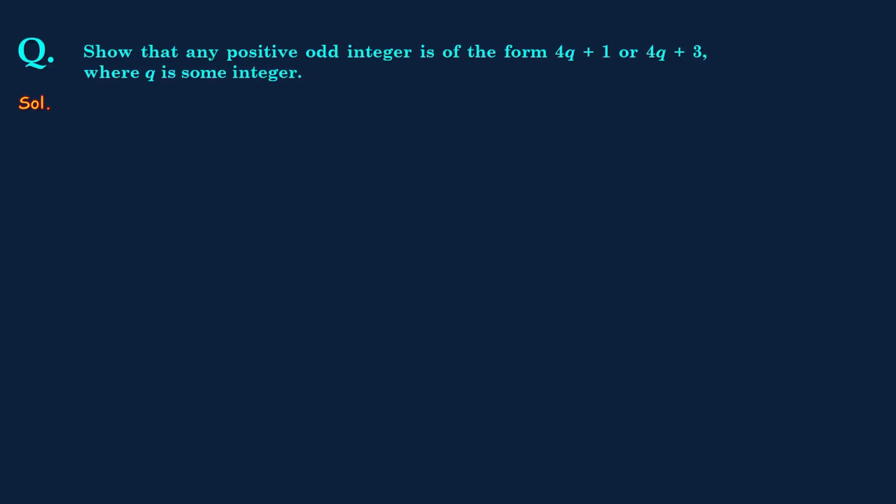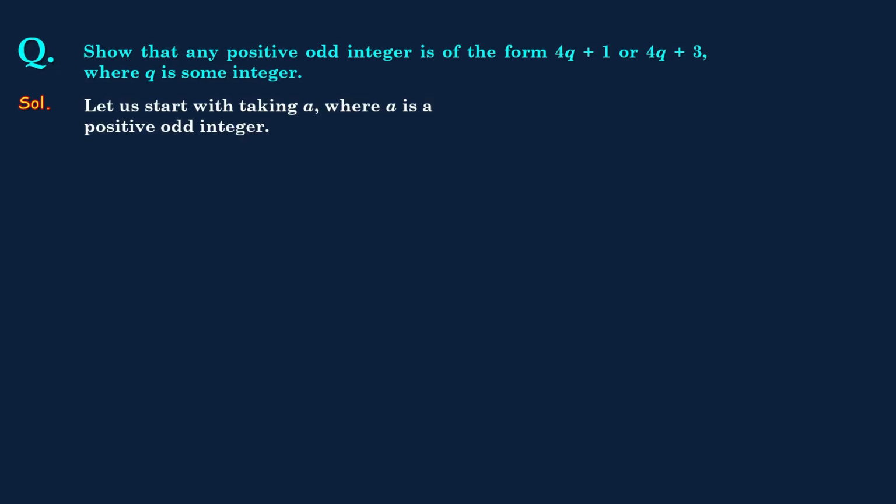The first question is, show that any positive odd integer is of the form 4q plus 1 or 4q plus 3, where q is some integer. This type of question we have already covered in the previous videos. If you haven't watched them, please watch them, otherwise you will not be able to understand what we'll be doing here.